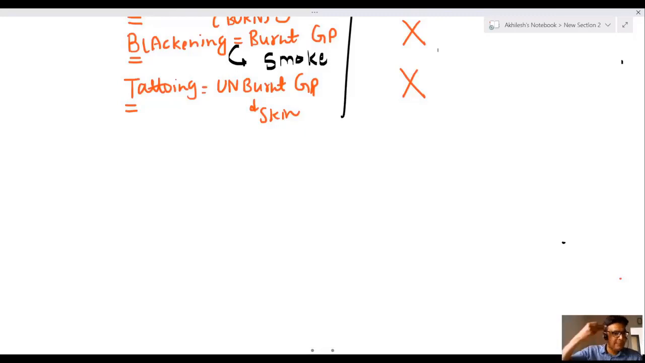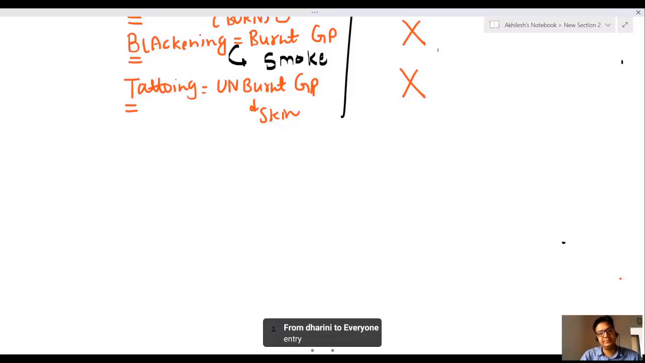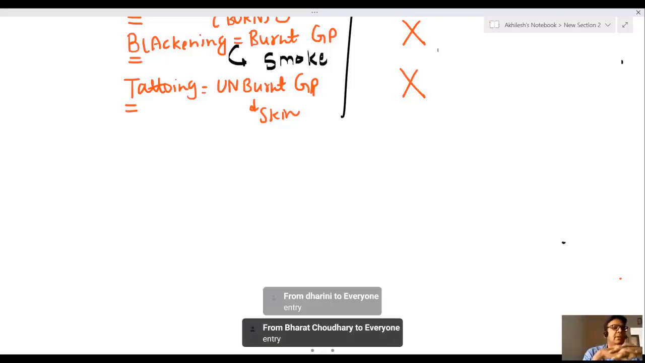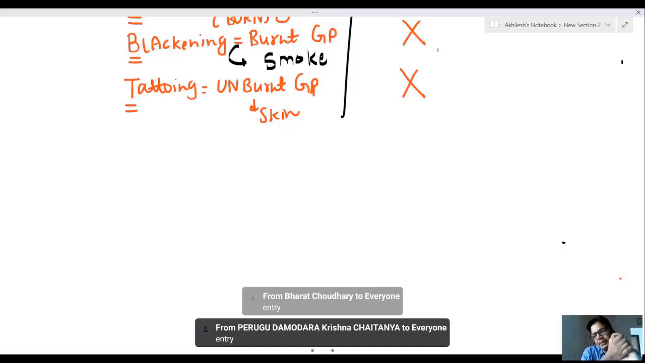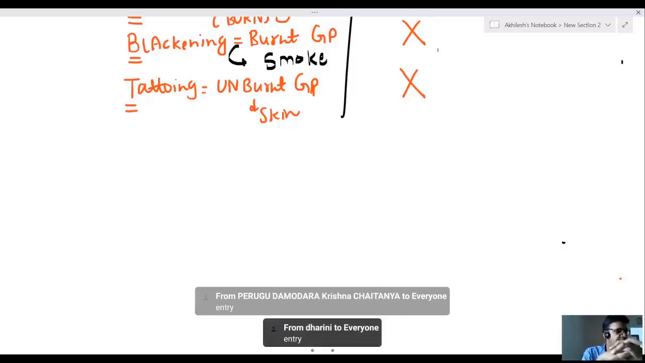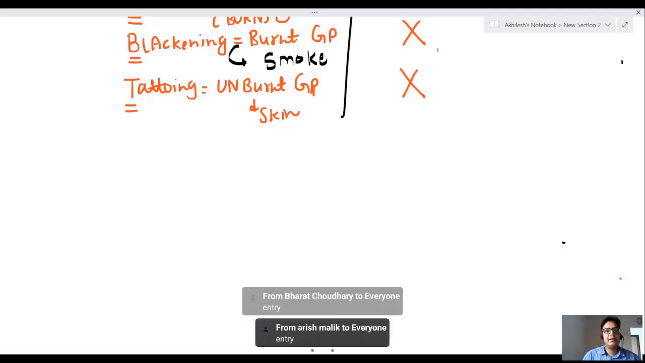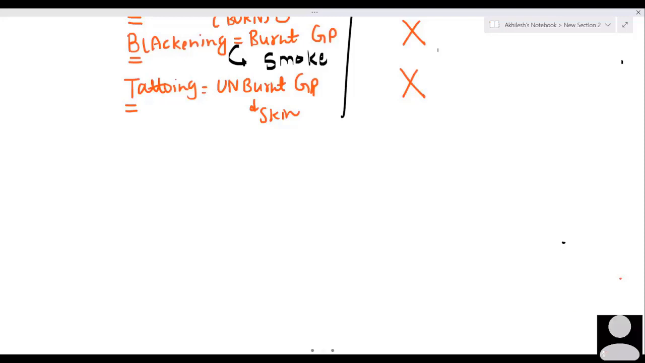Tattooing. Is muzzle impression seen in entry wound or exit wound? Muzzle impression can be seen in entry, because in exit there will be no muzzle impression. Is abrasion collar seen in entry wound or exit wound? Now entry. Very good.